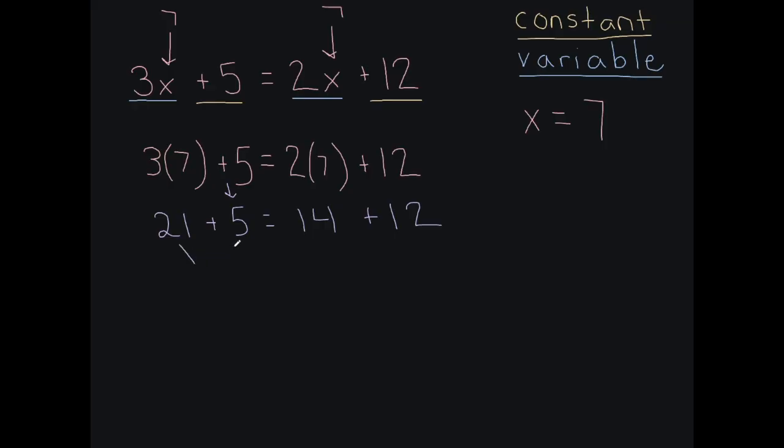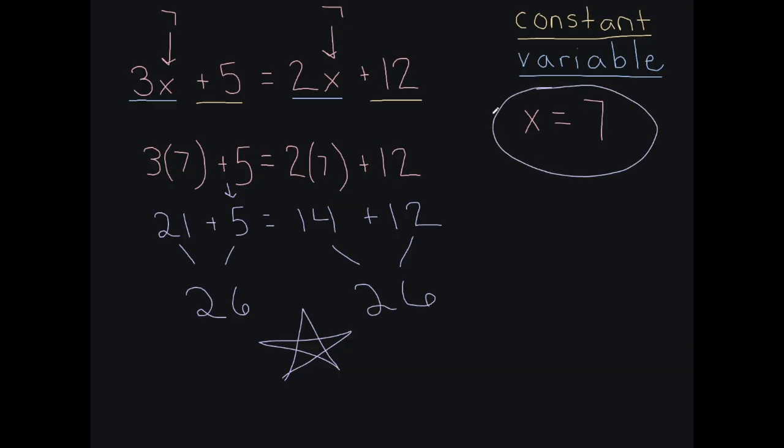Now, when we add 21 plus 5, we get 26. When we add 14 and 12, would you look at that? We also get 26. That means we did it. If both sides match, that means our answer is correct. So our answer of x equals 7 was correct.